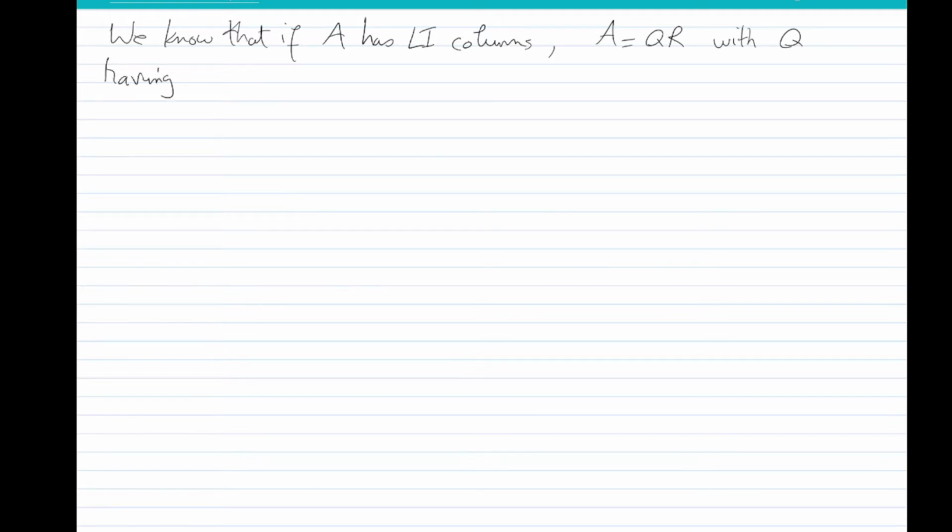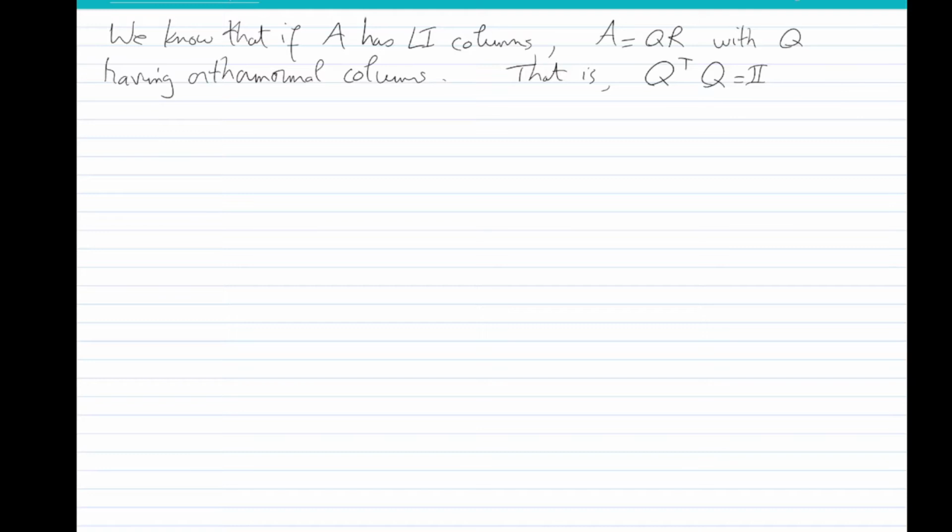So we know that if A has linearly independent columns, then A equals QR with Q having orthonormal columns. Okay. Well, if Q has orthonormal columns, that is, Q transpose times Q must be identity. Okay, that's the definition of a matrix that has orthonormal columns.